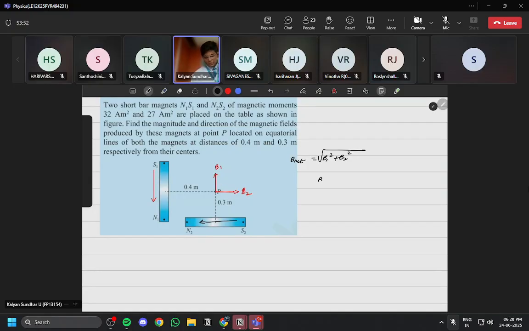Correct? So what about your B net? B1, they have said shorter dipole. For a short dipole on the equatorial line, what is the value? B1 is mu naught by 4 pi into M1 divided by R1 cube, and B2 is mu naught by 4 pi into M2 divided by R2 cube. R1 and R2 they have already given. M1 and M2 are also given.